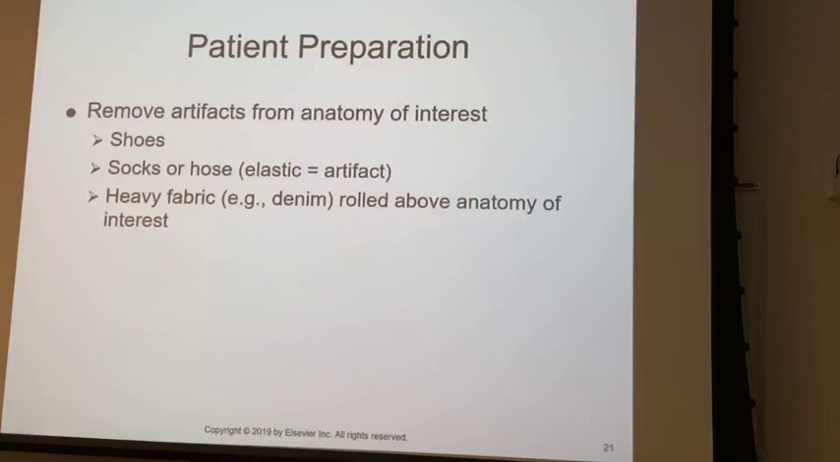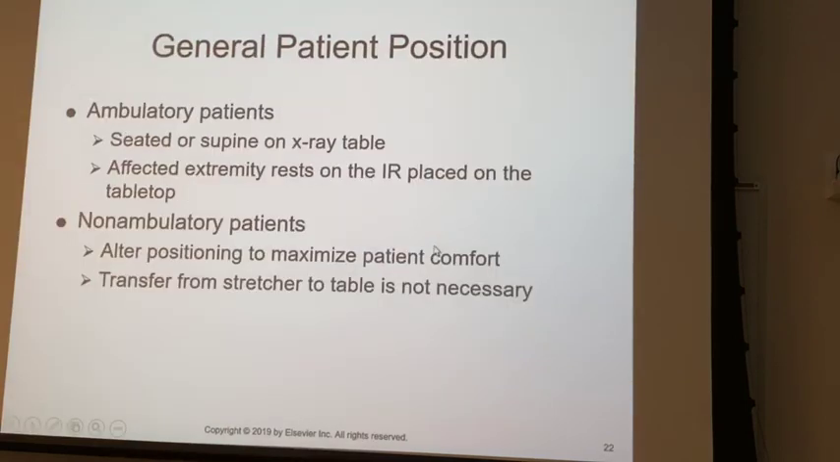Shoes obviously have to come off, but the elastic in socks will give you an artifact as well, so they need to come off too. If you're dealing with blue jeans or anything like that, it needs to get out of the way as well. Ambulatory patients, if they come walking in, you can have them hop up on the table. But if they're not ambulatory, just consider their comfort. If they come to you on a stretcher, shoot them on a stretcher. If they come to you in a wheelchair, then use a little bit of discretion. You may have to put them on the table, you might not, depending on a number of factors.